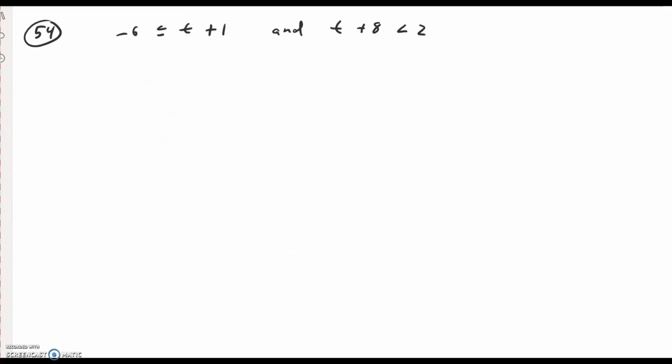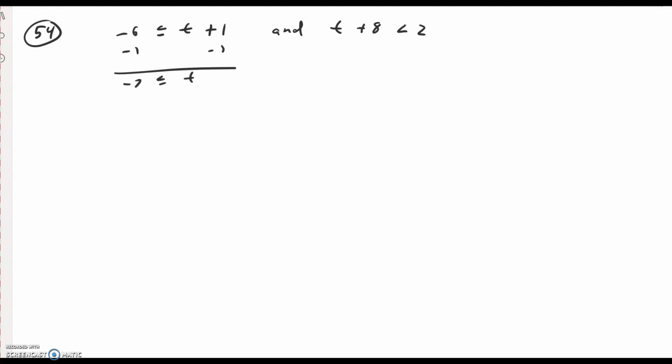In problem 54, we're asked to solve this and graph the solution set and put the solution in set builder notation and interval notation. So let's solve. Let's take away 1 from both sides. We're trying to isolate t.